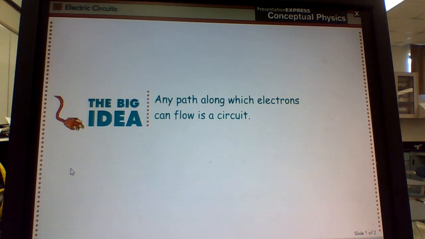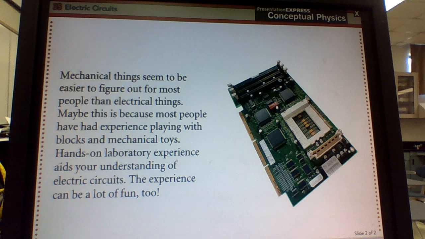Right, ladies and gentlemen, today we're looking at chapter 35, electric circuits. Basically, the big idea here is that any path along which electrons can flow is what we call a circuit. And the big thing about circuits is that most of us don't have much experience with them. We're too afraid to take them apart because they're expensive.